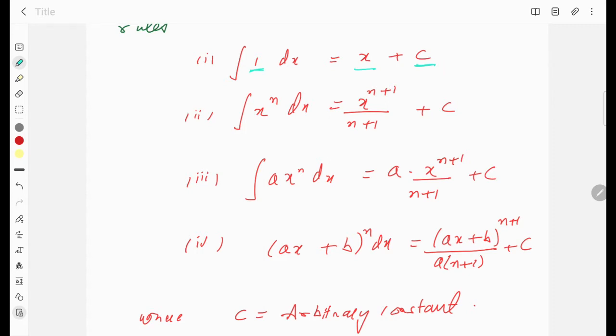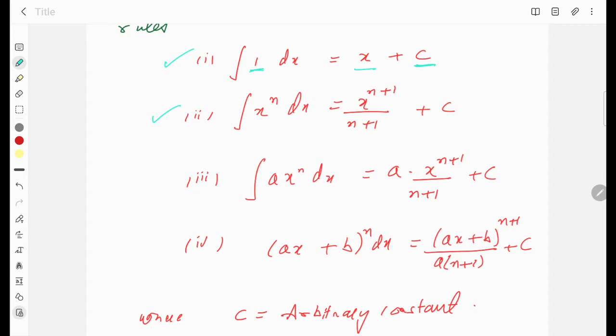Since integration is the reverse of differentiation, and in differentiation a constant number becomes 0, while performing integration we write an arbitrary constant c as a symbol. So in rule number 1, integral of 1 is x.